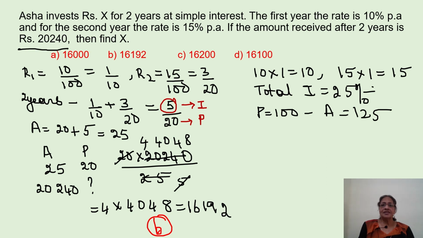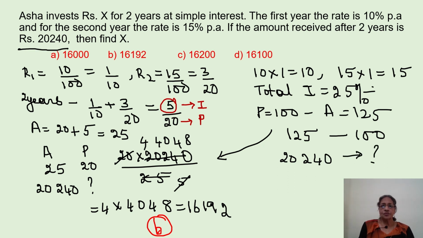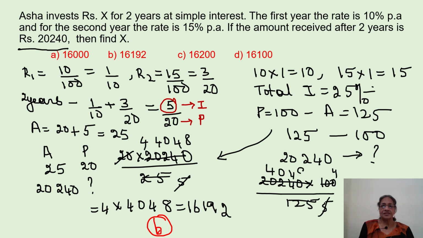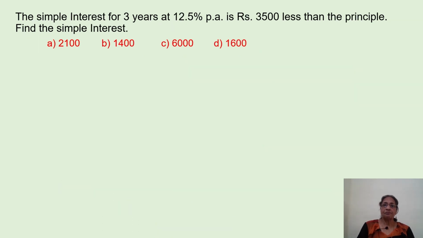So again, like this case, we can get it. Amount is 125, principal is 100. So if the amount is 20,240, how much is this? This would come to the same answer, and you'll see we get the same thing as the first case. So you have two options. Now it is up to you. You can do it by any method.